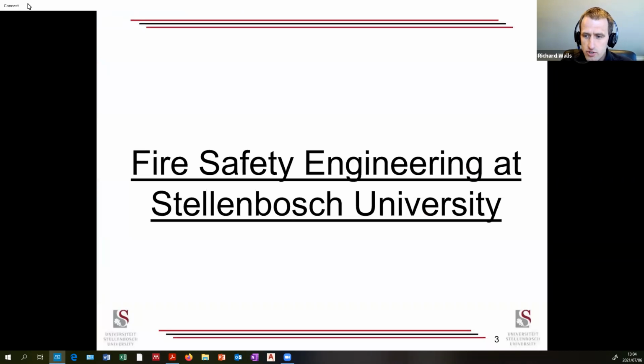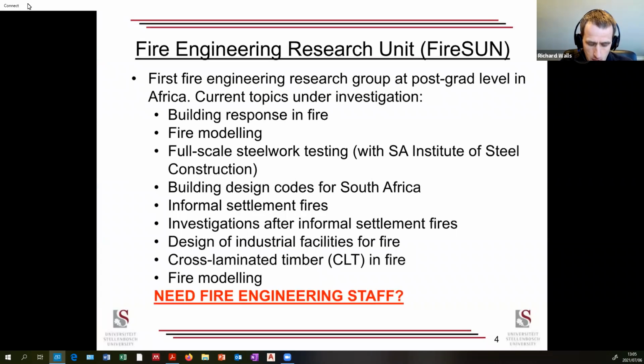So firstly, I'm just going to introduce fire safety at Stellenbosch University. We've got the first fire engineering research group at postgrad level in Africa. We're focusing on a variety of topics: building response, fire modeling, full-scale steelwork testing, building code, informal settlements, investigations, design of industrial facilities, cross-laminated timber, fire modeling. We've recently also got into 3D printed concrete in fire, materials behavior, all sorts of stuff. So if you need fire engineering or structural fire design staff, let us know.